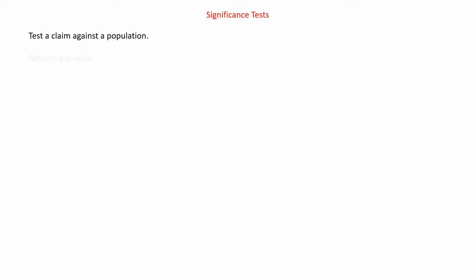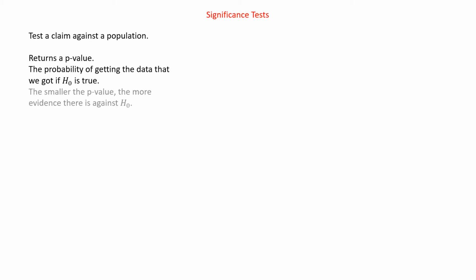A significance test returns a p-value. The p-value is the probability of getting the data that we got if the null hypothesis is true. And so the smaller the p-value, the more evidence there is against that null hypothesis, because if we get a p-value of 0.7, well, hey, that's 70% of the time, if the null hypothesis is true, we'll get the data we got. But when it gets small, usually our cutoff is about 0.05. That means only 5% of the time, if the null hypothesis is true, we would get the data that we got purely by chance.